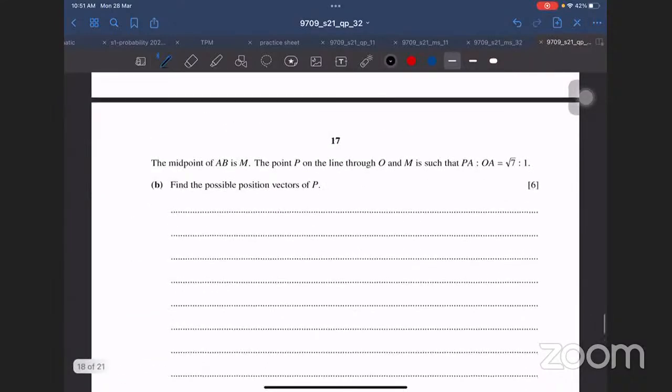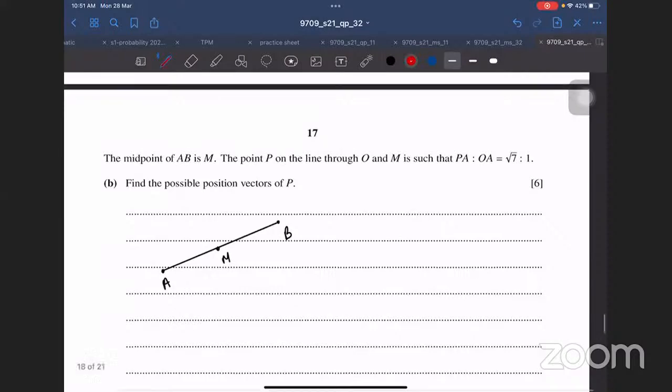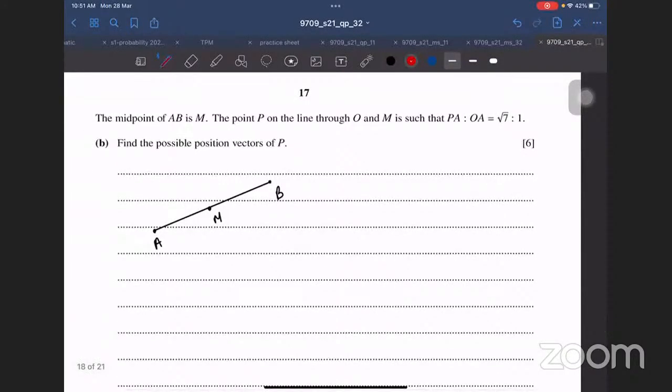This is the last question. The midpoint of AB is M. The point P on the line through O and M is such that PA and OA are in the ratio √7 to 1. Find the possible position vectors of P. So now, on the line through O and M, there's a point P.